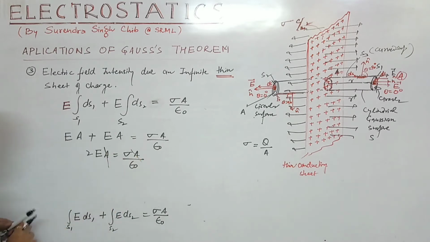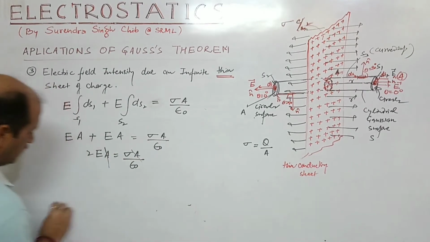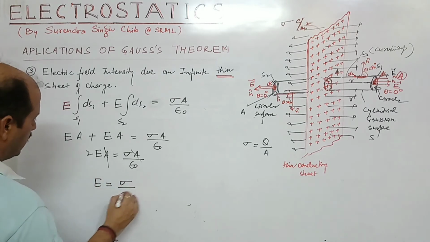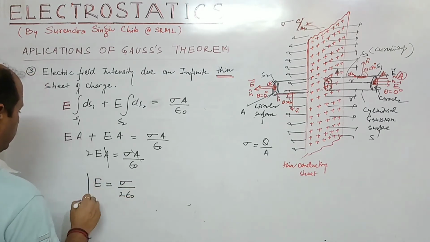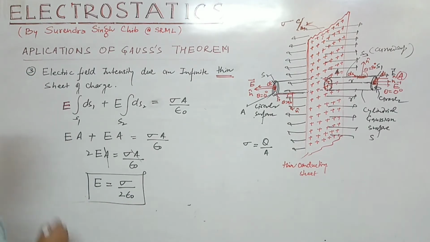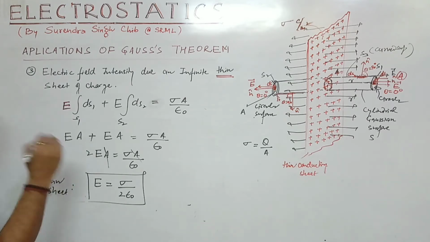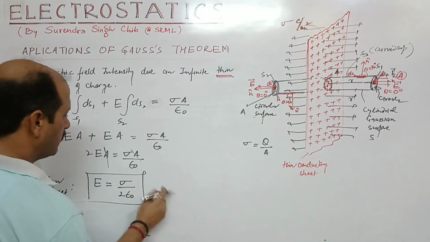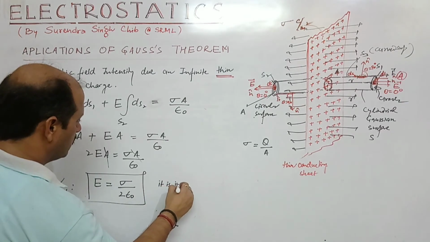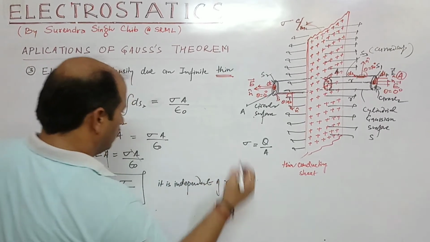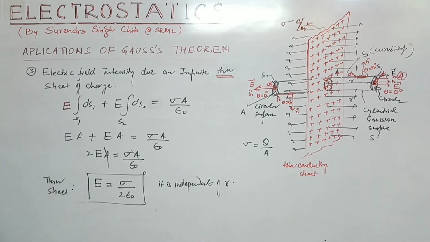A and A cancel. What is electric field equal to? The electric field is equal to sigma by 2 epsilon naught. Very important relation. And this is because of the thin sheet. See here, electric field is sigma by 2 epsilon naught, it is independent of R. मतलब distance से depend ही नहीं कर रही है.